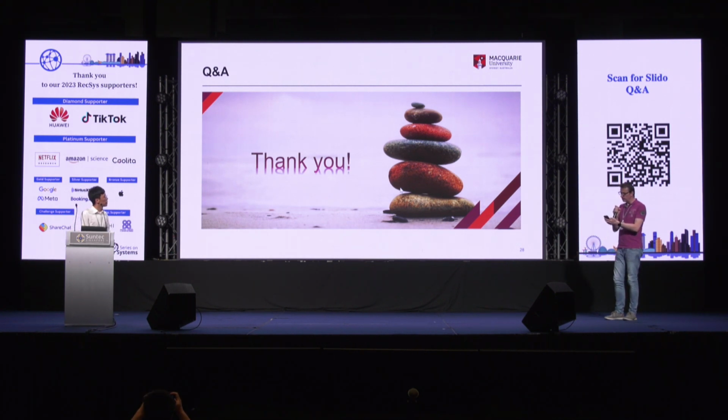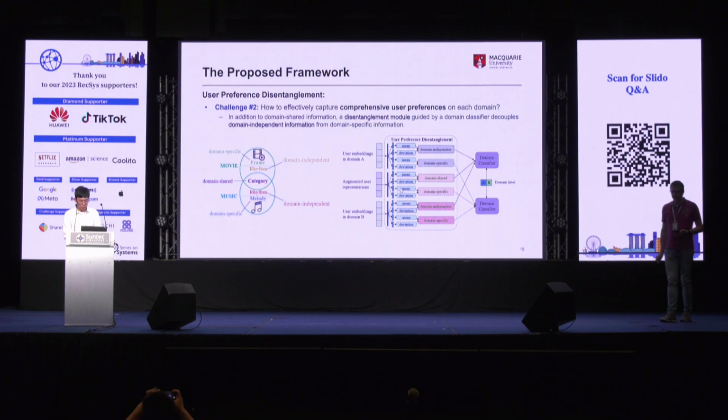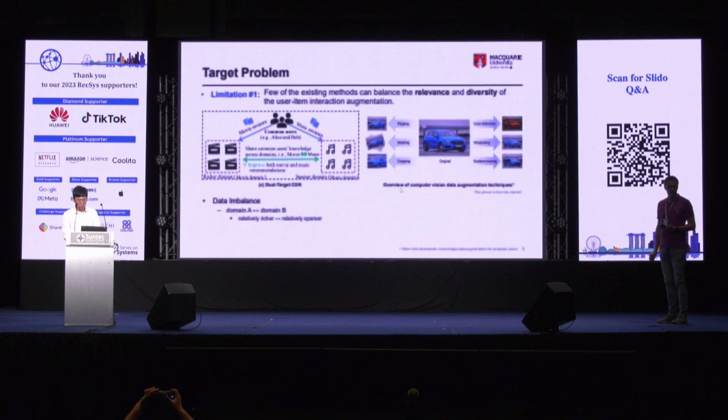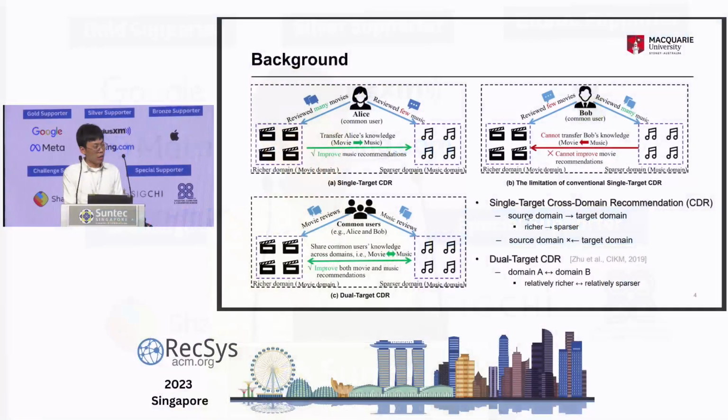I want to know why to develop dual-target CDR methods when we can deploy single-target CDR methods twice to perform recommendation in both domains. Thank you for the question. We can go back to the slides here. So the question, as I understand, is why we cannot simply use the single-target cross-domain recommendation models twice to solve this problem. I think it's a good question.